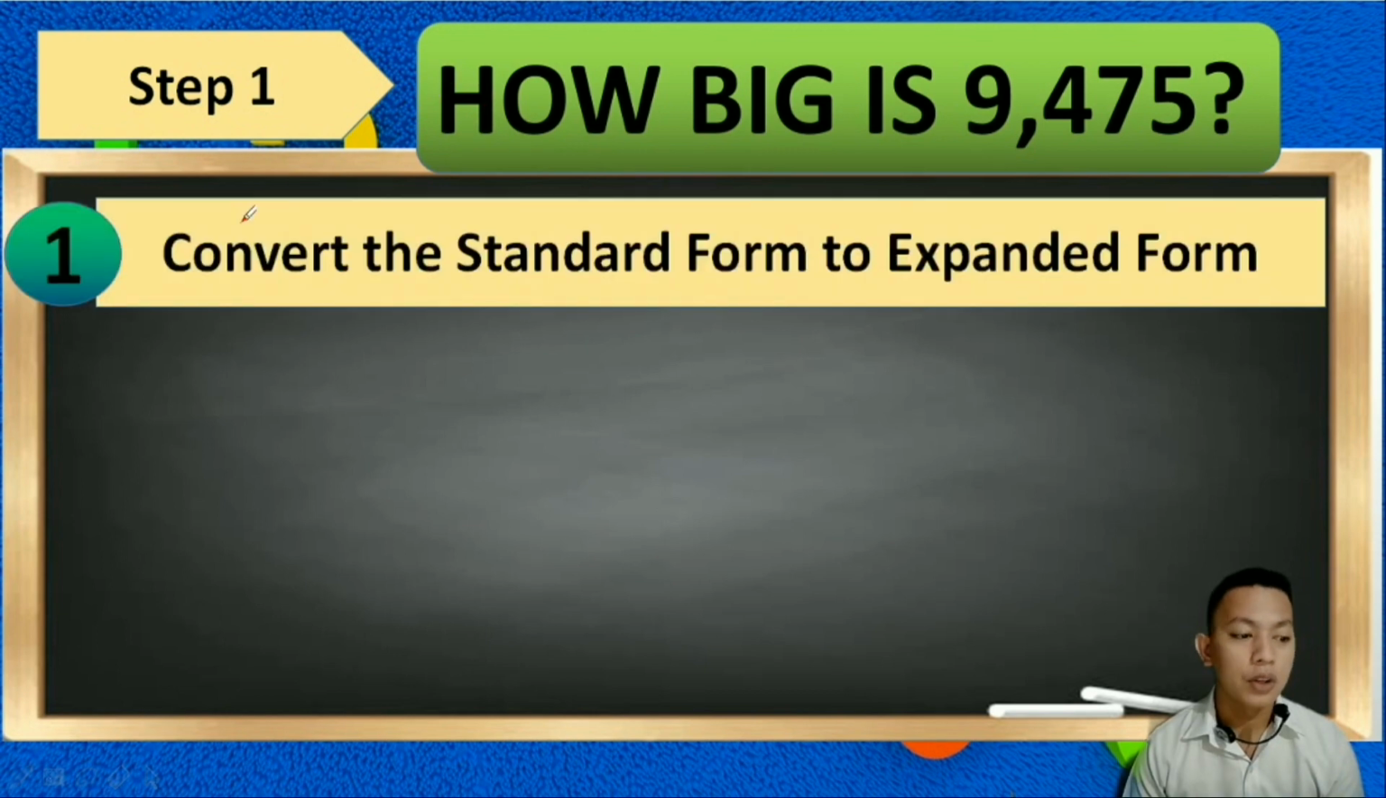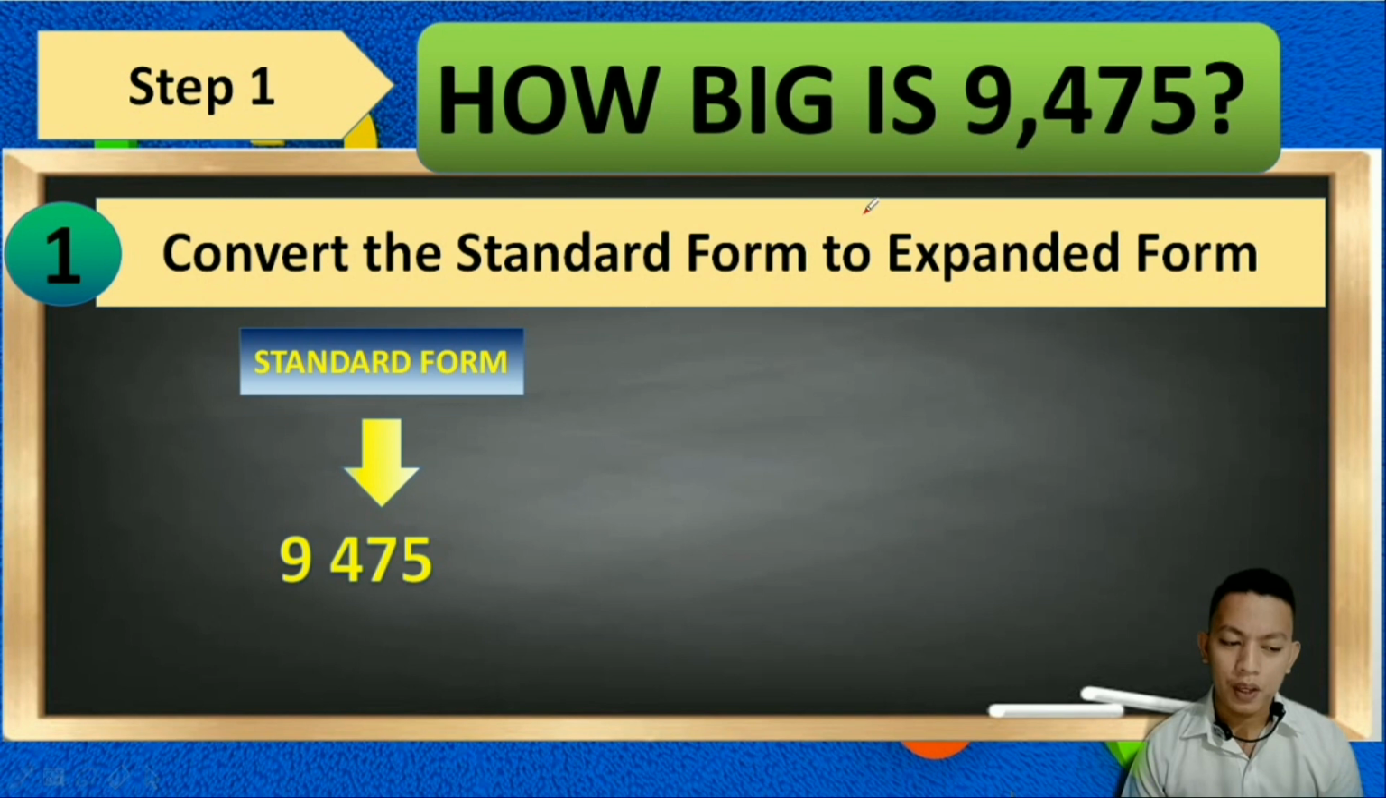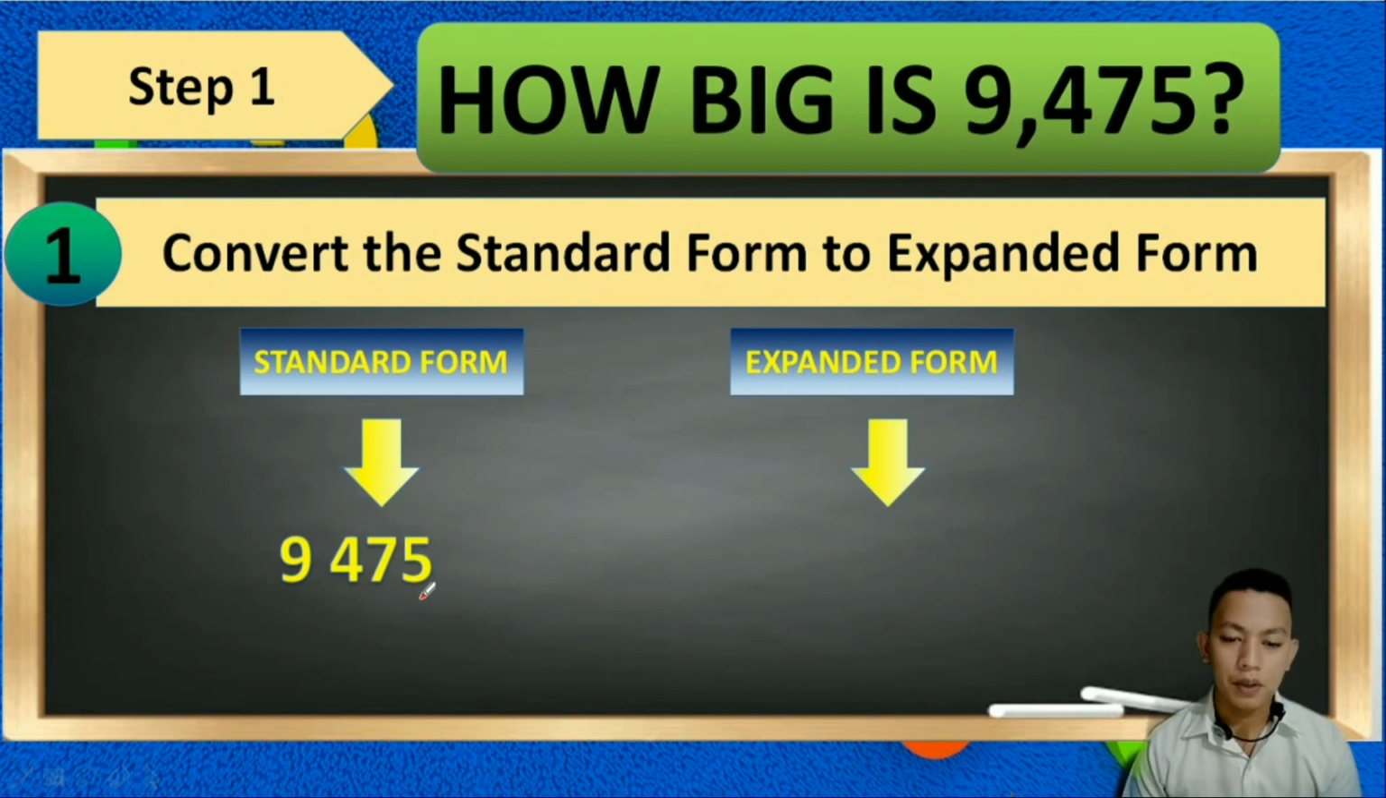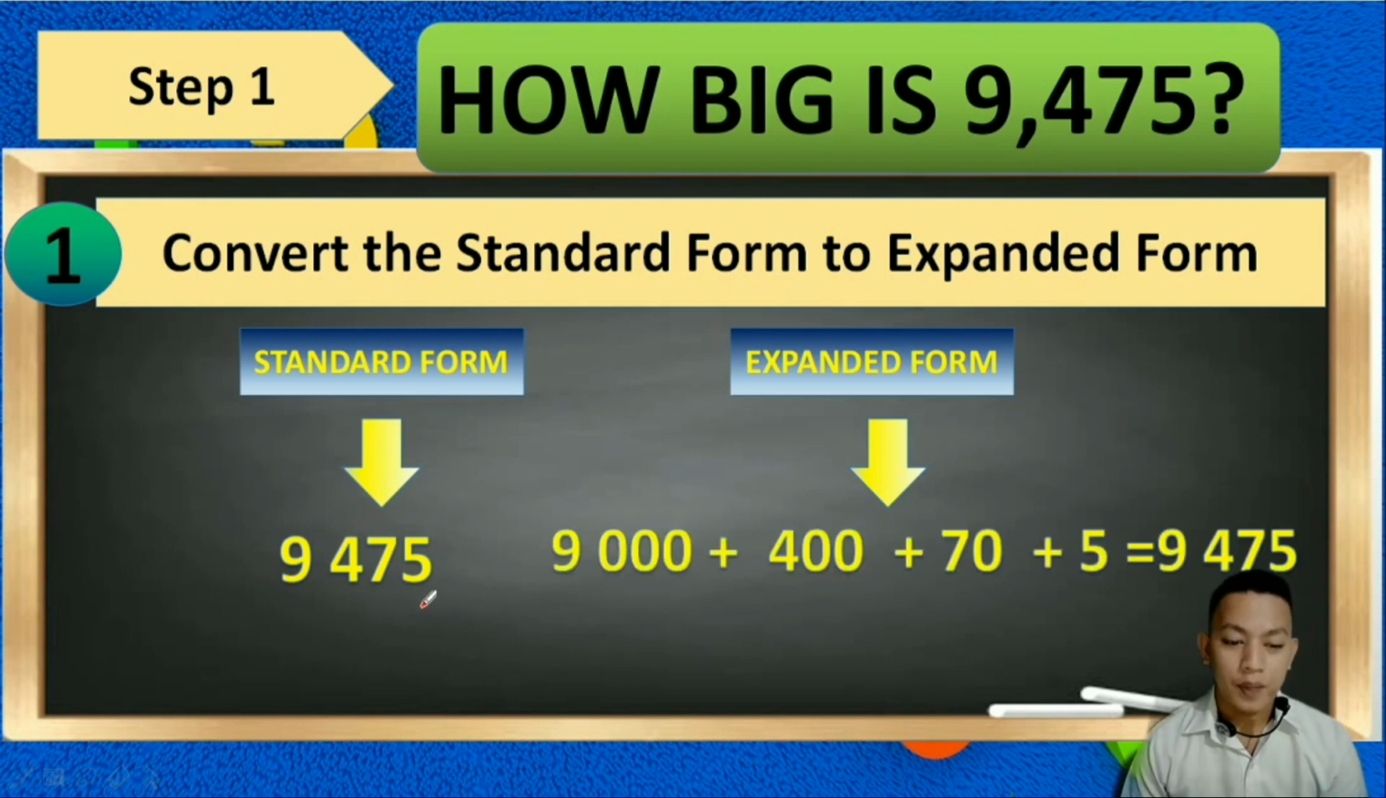Step number 1. We need to convert the standard form to expanded form. What is the standard form of 9,475? Yes, 9,475. Next, what is the expanded form of 9,475? It is 9,000 plus 400 plus 70 plus 5 is equal to 9,475.